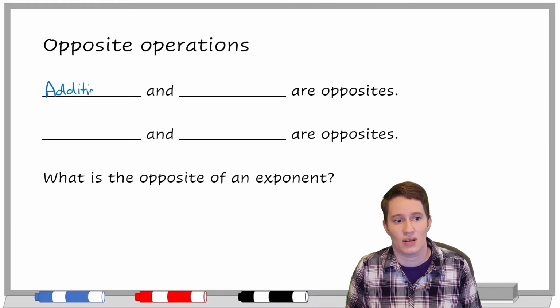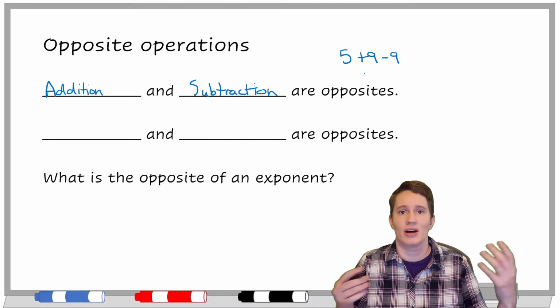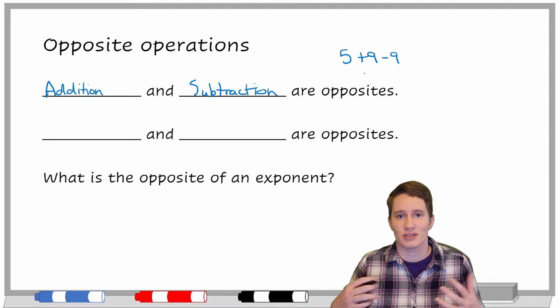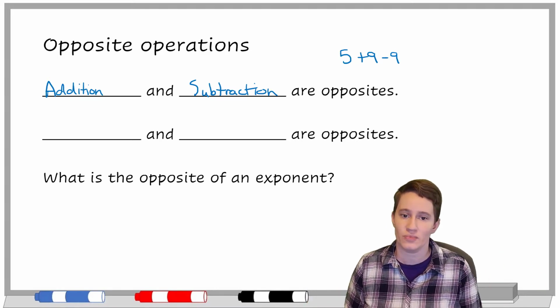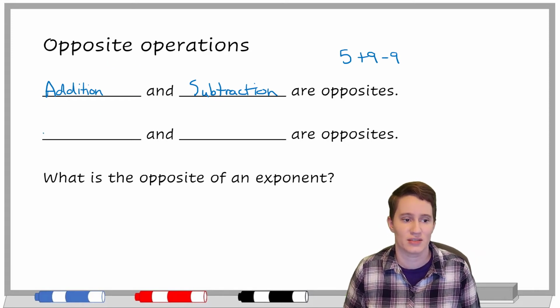Because whenever I'm thinking about addition and subtraction, I'm thinking, okay, these undo each other. If I have 5 plus 9, well, if I minus 9, then I'm undoing the plus 9 because they're opposite operations. So the same is true for the next two operations we learn about, multiplication and division.